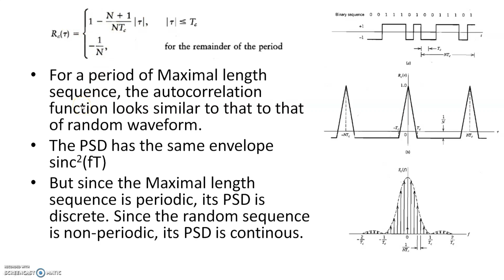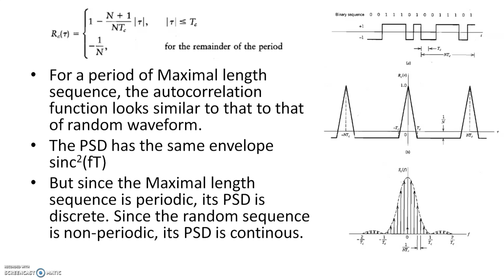Now when we are comparing it with the noise waveform, we find that the autocorrelation function looks similar to that of the random waveform, and both of them have the same power spectral density. That is the pseudo noise sequence and a random sequence. Random sequence means it is completely random. We cannot predict the value of the next sample. Both of them, the autocorrelation function looks the same. For power spectral density, they have the same envelope.